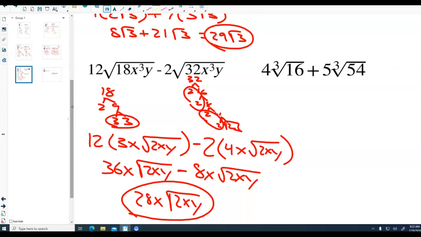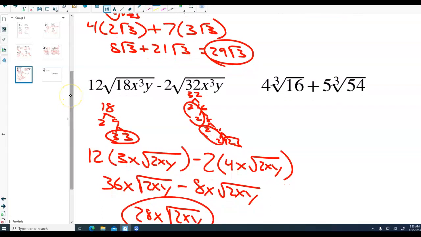Second one, I'm going to break down that 16. 2 and 8, 2 and 4, 2 and 2. But it's a cube root, so it's 4 times 2 cube root of 2.